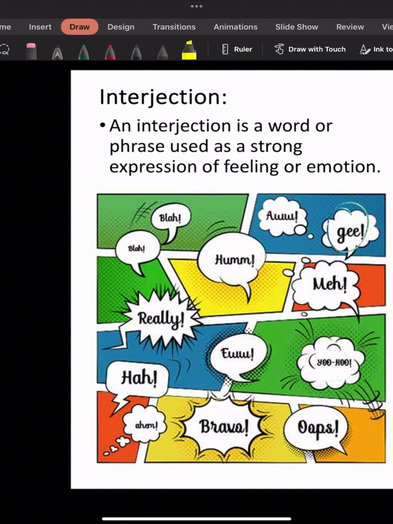And since I screwed that one up, let me redo it. An interjection is a word or phrase used as a strong expression of feeling or emotion, like golly, gee whiz, bravo, oops. All right, so those are our interjections.